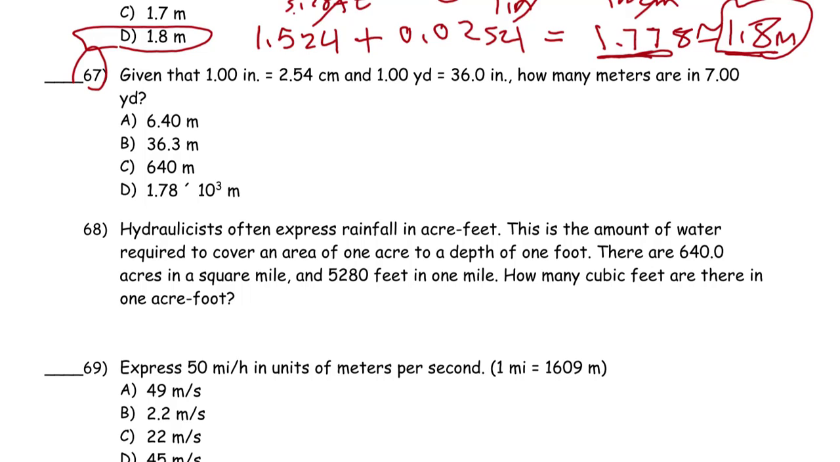67. Given that 1 inch equals 2.54 centimeter, 1 yard equals 36 inch. How many meters are there in 7 yards? You have 7 yards.